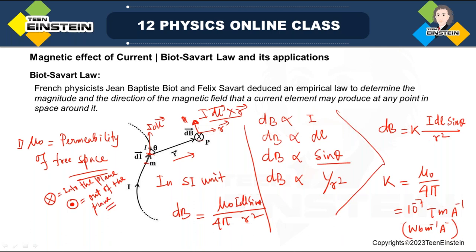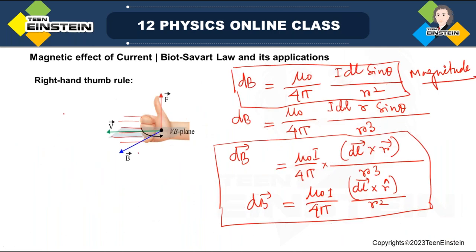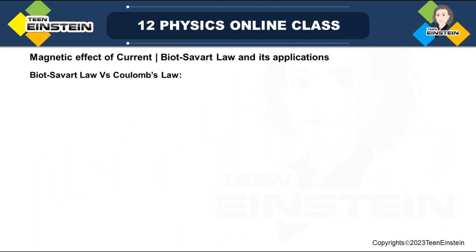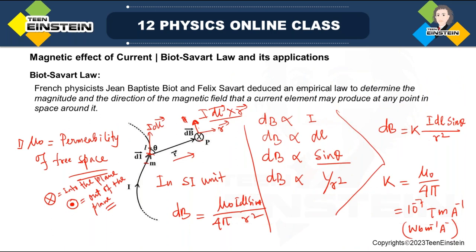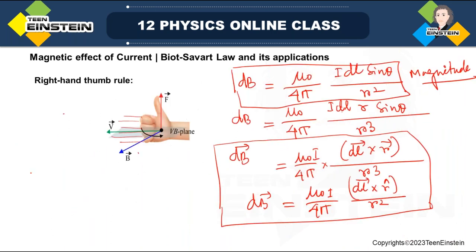So the right hand thumb rule will help you find the direction of the magnetic field produced by any current element. Now let us see some interesting features, some special cases or special features of the Biot-Savart law. Take the magnitude form itself. When theta is 0 degrees, sine theta is also 0, so dB will be 0 as well. That means the magnetic field along the axis of the element is 0.